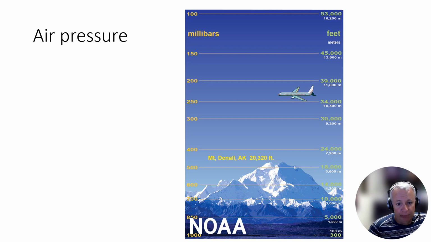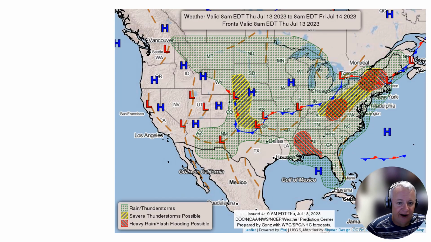So that's air pressure, and that varies with elevation. But air pressure also varies across the globe. So when you look at a weather map, we see both areas of high pressure, like this, and areas of low pressure. And those differences in air pressure drive differences in weather.